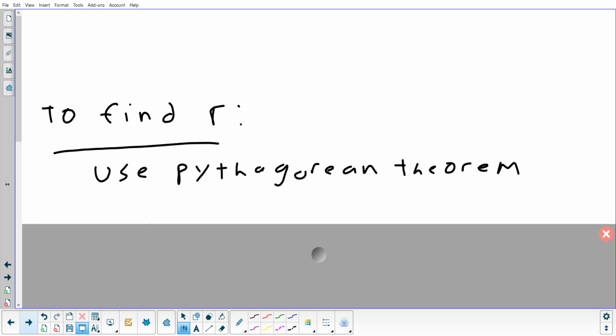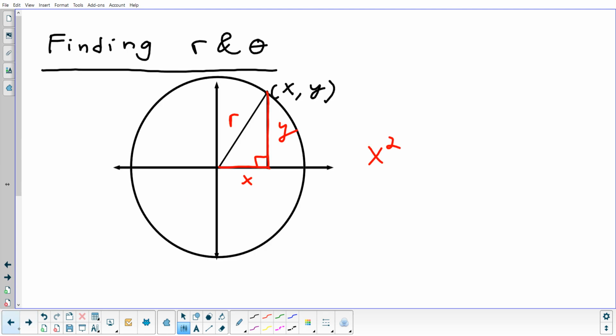So to find r, you're going to use the Pythagorean theorem. X squared plus y squared equals r squared. And it doesn't matter what quadrant you're in, that will always work. Now, the other thing you need is your angle. That's your angle. Now, the two things that you're going to be given are x and y.